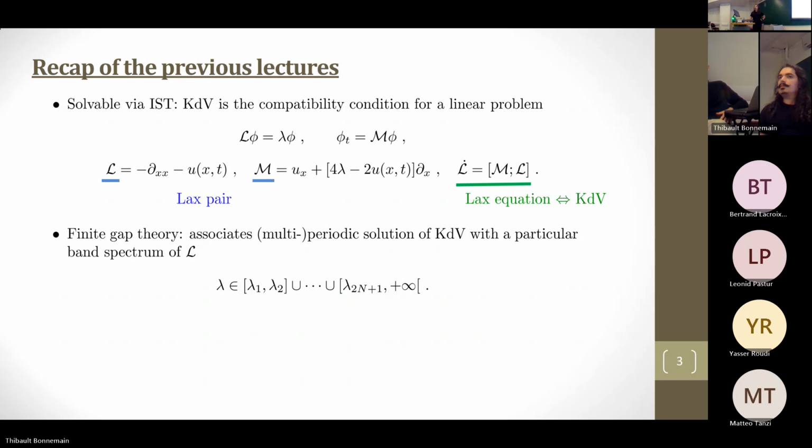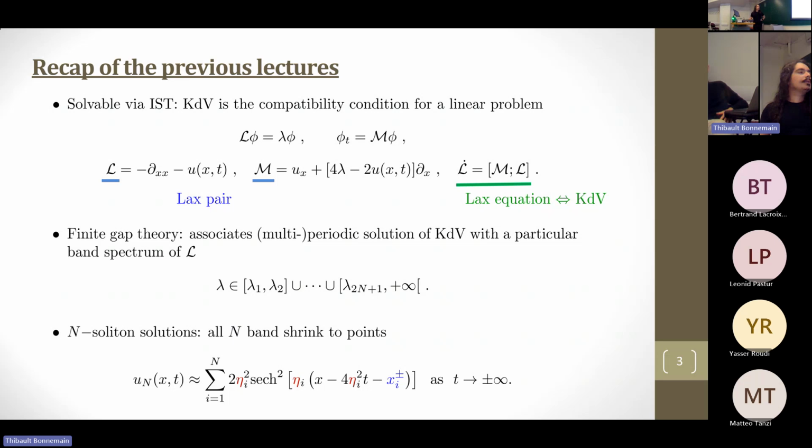More questions? Okay. And with this, we can also define n-soliton solutions, and the way we do so is we take all of our bands and shrink them all to points of discrete spectrum. Equivalently, it amounts to taking all our periods and sending them to infinity instead. Okay.